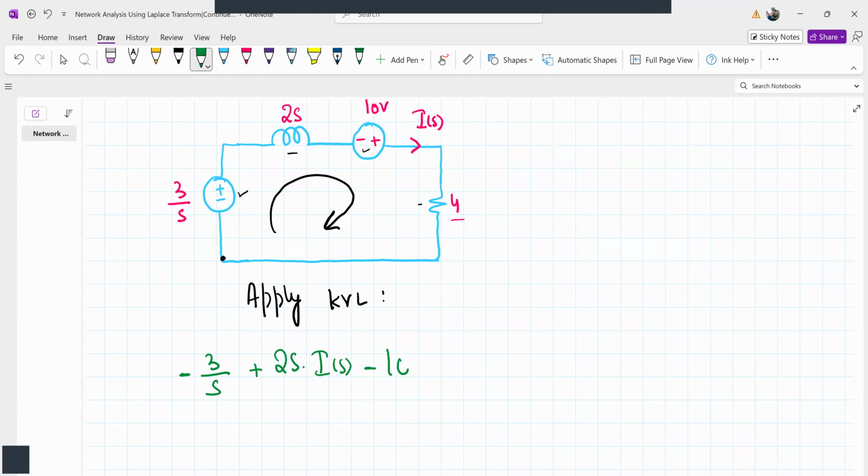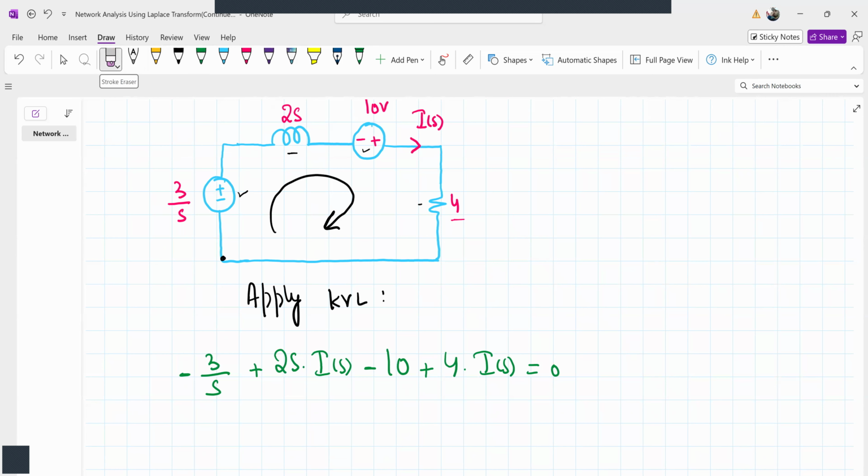Then we have a voltage source whose value is 10, and I have written minus 10, because we encounter the negative terminal first. Plus 4 multiplied by I of s, which is the voltage drop across the 4 ohm. The sum of these voltages will be equal to 0. That's the statement of KVL.